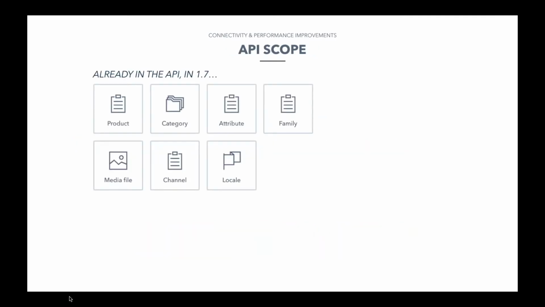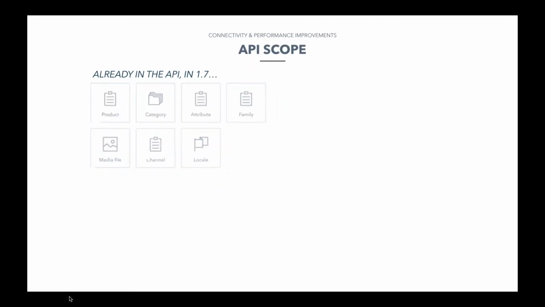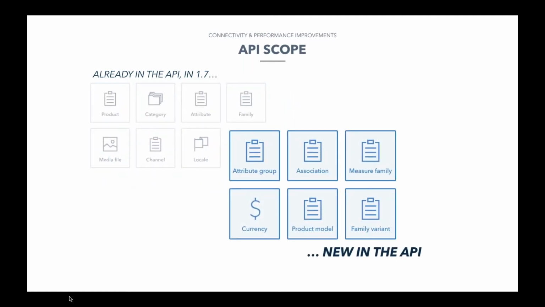As introduced a few seconds ago, let's take a look at what's new in the API with the 2.0. In 1.7, we already developed a few endpoints in our API. Remember, you were able to make requests on products and even on the catalog structure. With the 2.0 release, you will now be able to call more endpoints, including the attribute groups, the association types, the measure families, the currencies, and two totally new entities Delphine will introduce later, the product model and the family variant. All these endpoints are available for both the community and the enterprise editions.